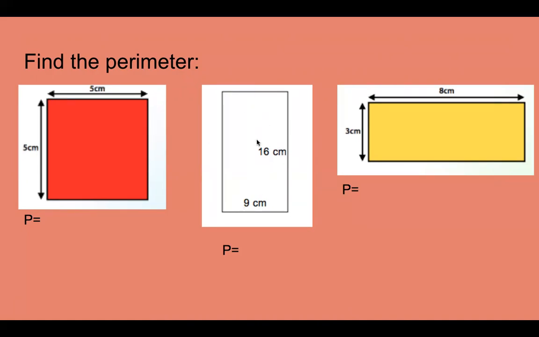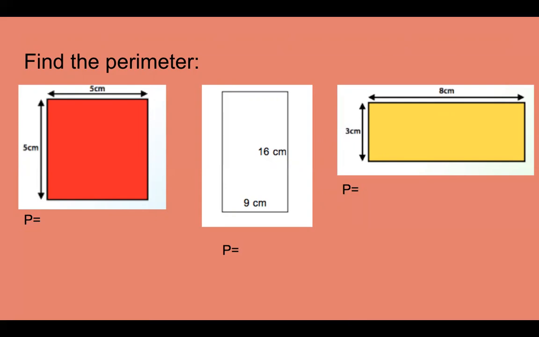This one, again, we're finding perimeter, so we're adding all the sides. So you're going to do 16 plus 9 plus 16 plus 9, or you can do 16 times 2 plus 9 times 2. And then this one, we have 8 by 3, so you can do 8 plus 3 plus 8 plus 3, or do 8 times 2 plus 3 times 2. So pause the video, find the perimeter of these shapes, and see what you get.